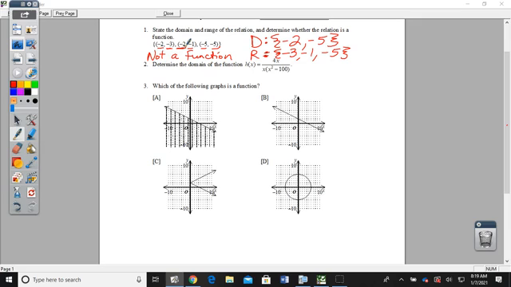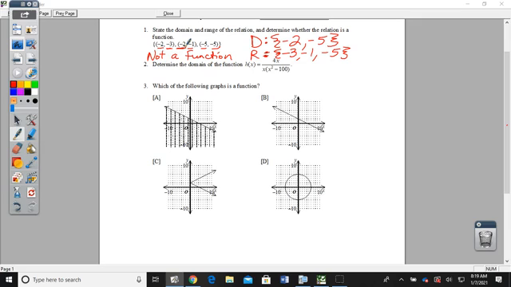Everybody with me? Now, I can put in -2 and get -3, and then I can put in -1 and get -3, and I can put in 0 and get -3. That's okay, as long as they're only going to that one number. So the y's can repeat, the x's cannot. Any questions? Everybody good? Awesome.